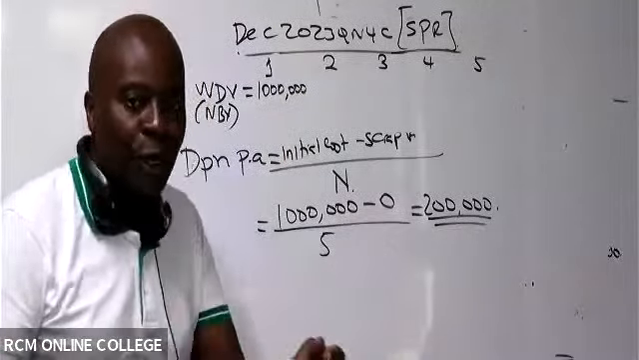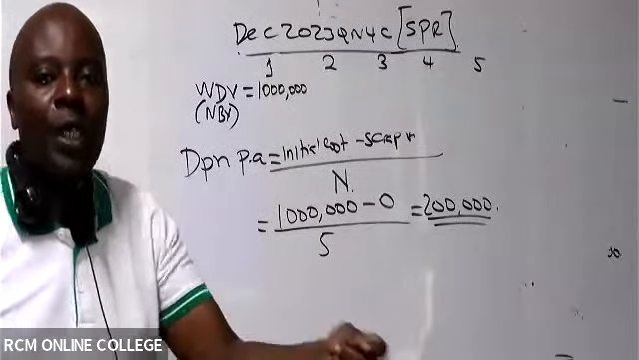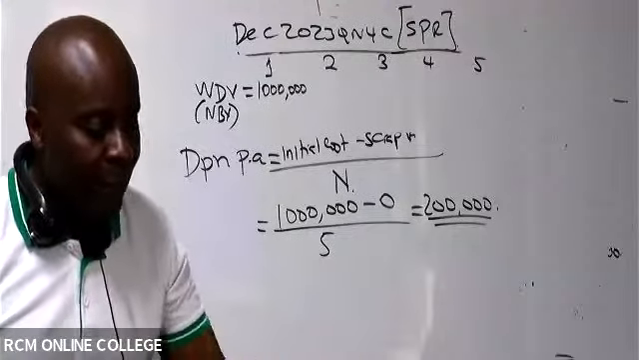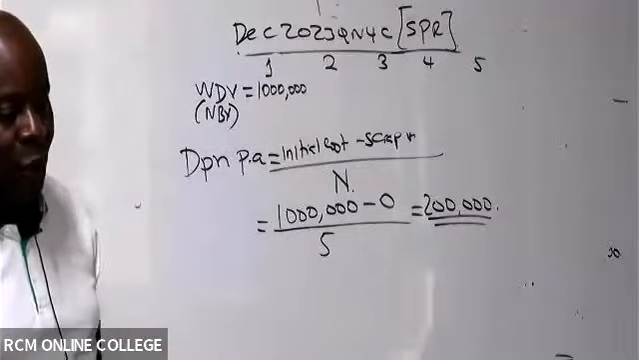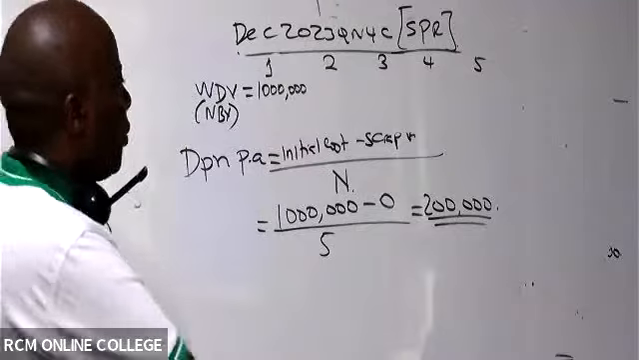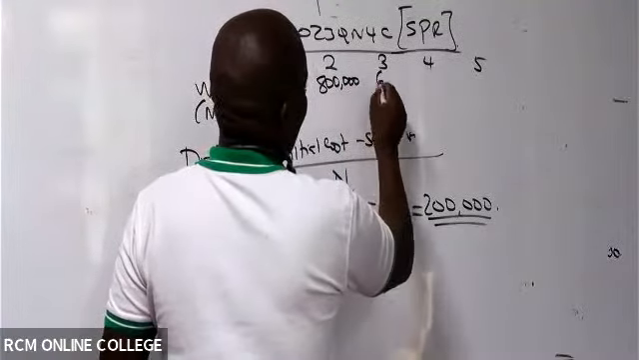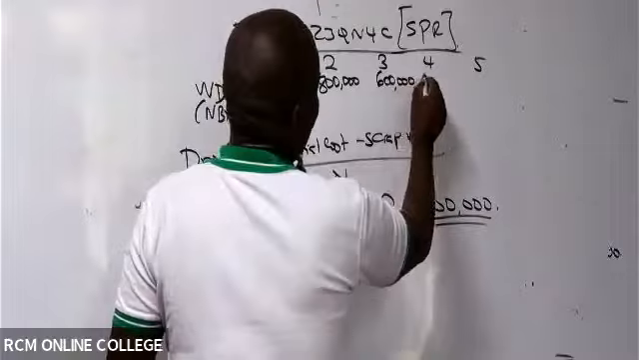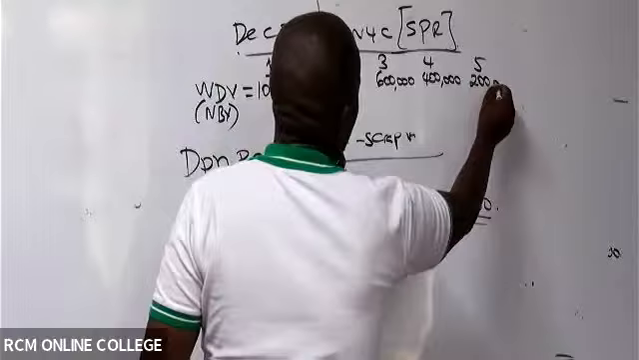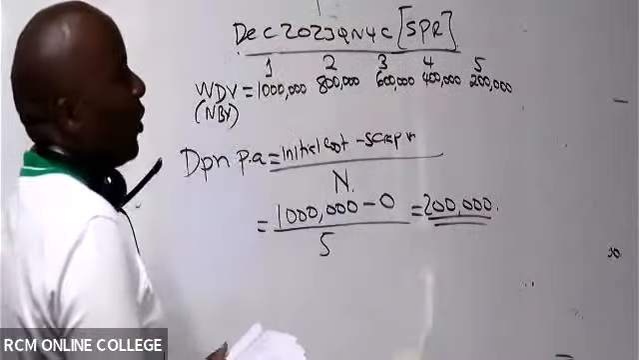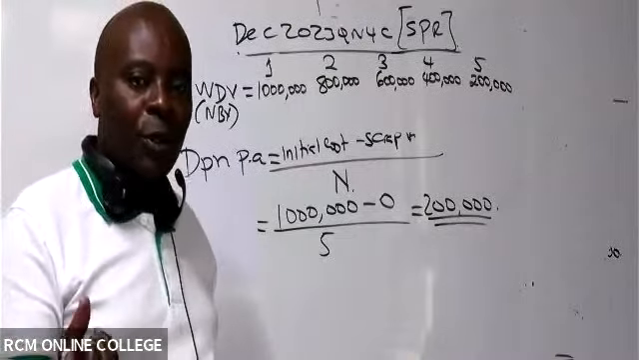We stay with it for a whole year, it loses 200,000. So at the beginning of year 2, it will be worth how much? Somebody take away 200,000 from 1 million. It will be worth 800,000. And you keep doing that throughout. So 800,000, 600,000, you are deducting 200,000, 400,000 at the beginning of year number 5. This will be 200,000 at the beginning of year 5. At the end of year 5, we expect the thing to scrap at zero.